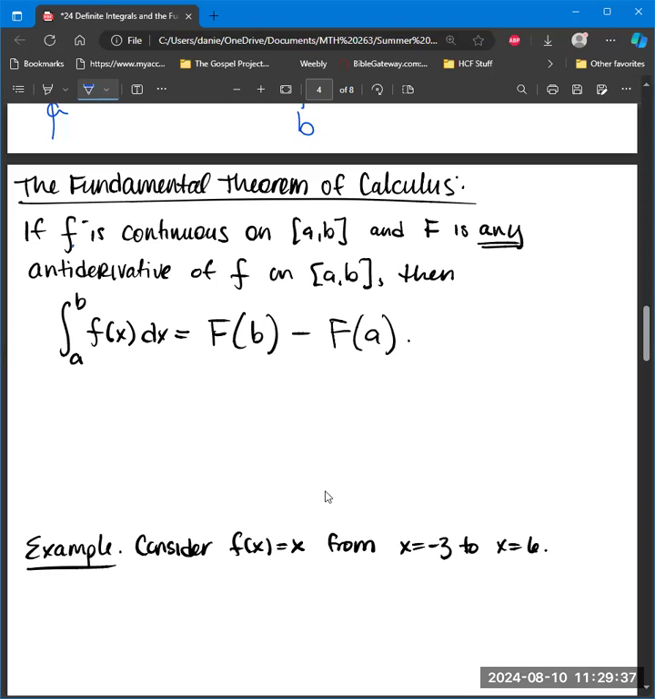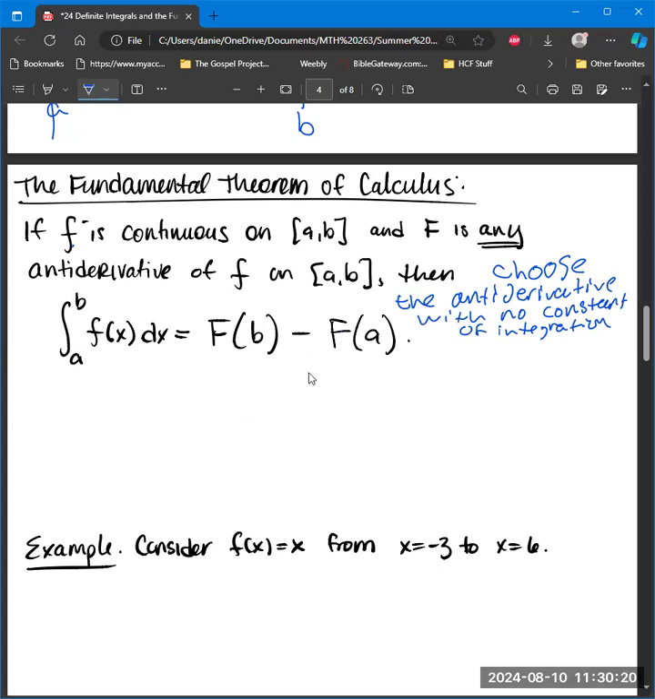We're going to choose the antiderivative with no constant of integration, because the constant of integration is going to be the same. You're using the same capital F here and here, so the constant of integration is going to go away.